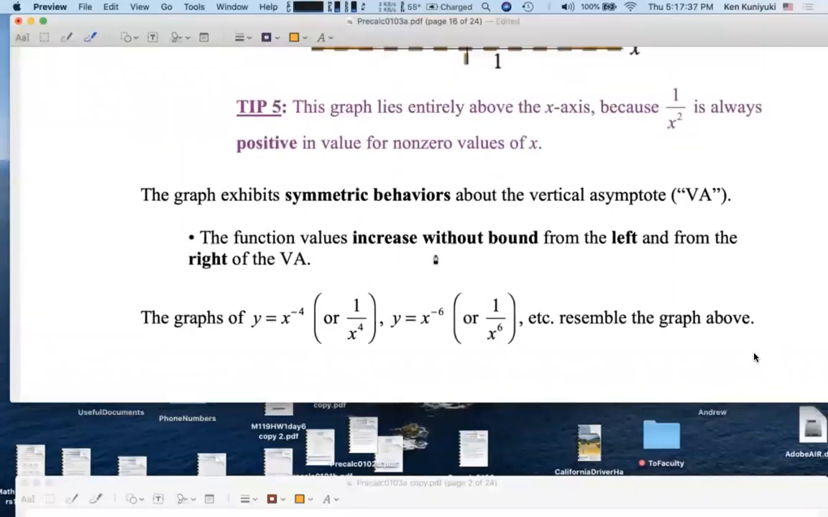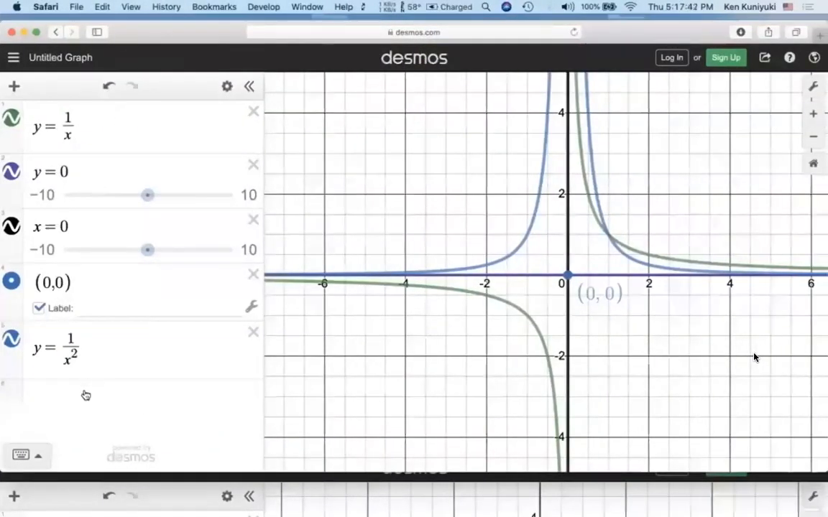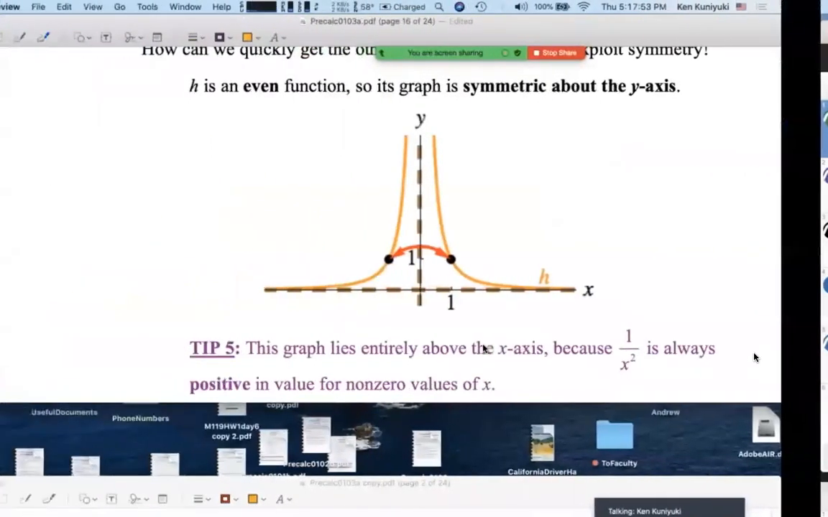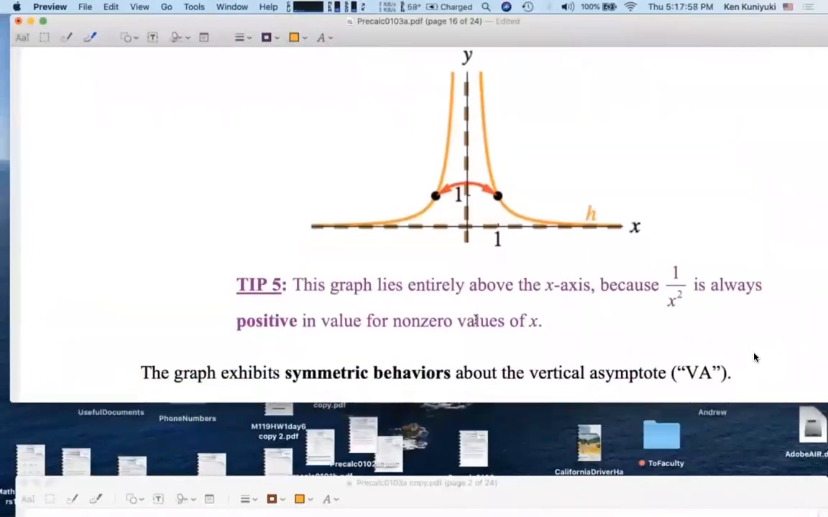All right, you'll have similar graphs, quadrants 1 and 2. So if I have y equals 1 over x to the 4th, y equals 1 over x to the 6th, it's flatter out here, steeper in here. All right, similar.